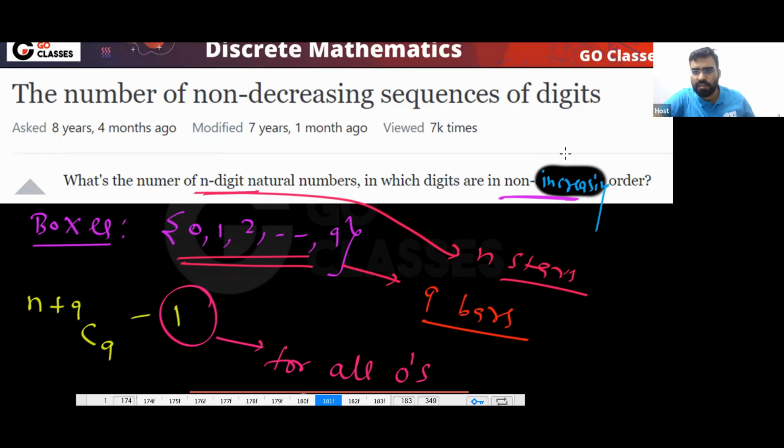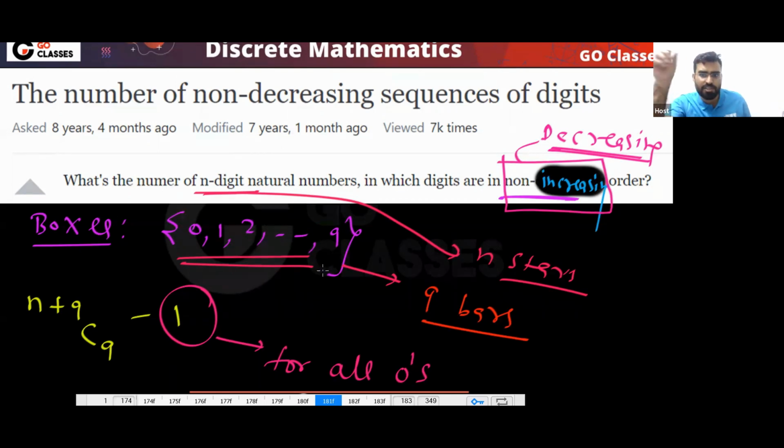Please check it. See, I want non-increasing. This is just a confusing word. I have always found this a very confusing word. So prefer decreasing. Just make it decreasing. Now tell me how many decreasing numbers you can have which start with zero. Only one.